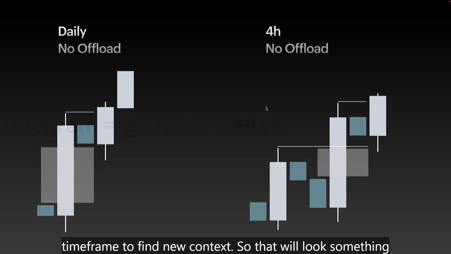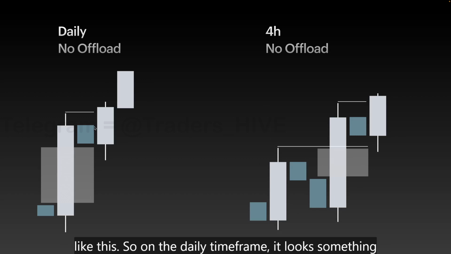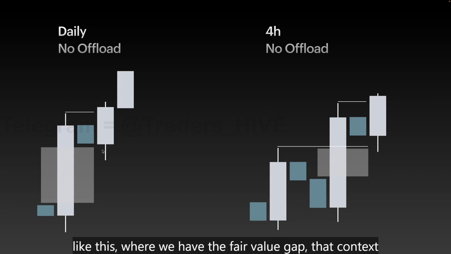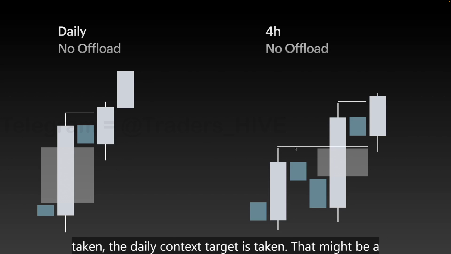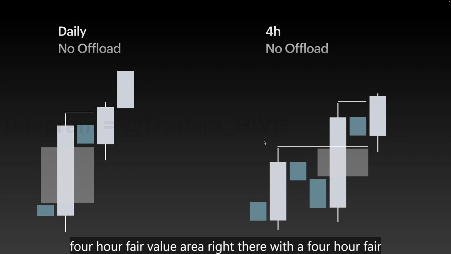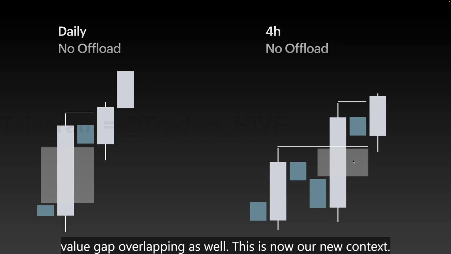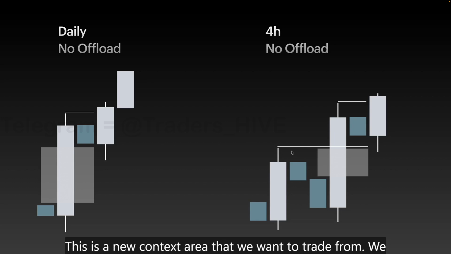So that will look something like this. On the daily time frame, it looks something like this, where we have the fair value gap, the context area, etc. On the 4 hour, once that context high is taken, the daily context target is taken, that might be a 4 hour fair value area right there with a 4 hour fair value gap overlapping as well. This is now our new context area that we want to trade from.